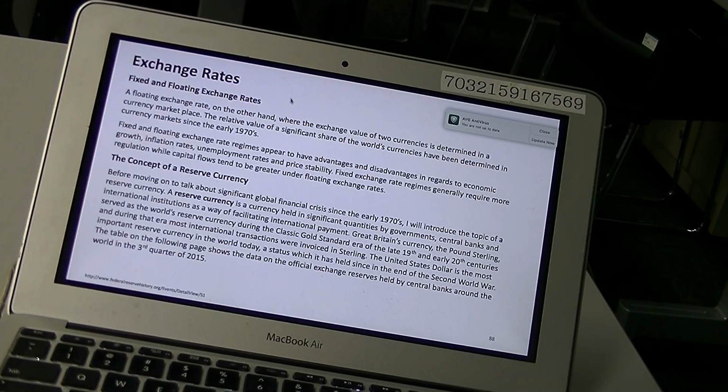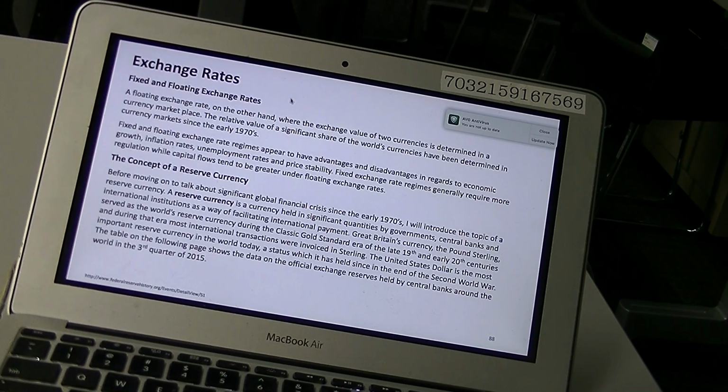It doesn't mean there's no regulation. Governments can get concerned if there's too much fluctuation, but there's typically less regulation. I mentioned just a moment ago about a reserve currency. A reserve currency is a currency held in significant quantities by governments, central banks, and international institutions as a way of facilitating international payment.